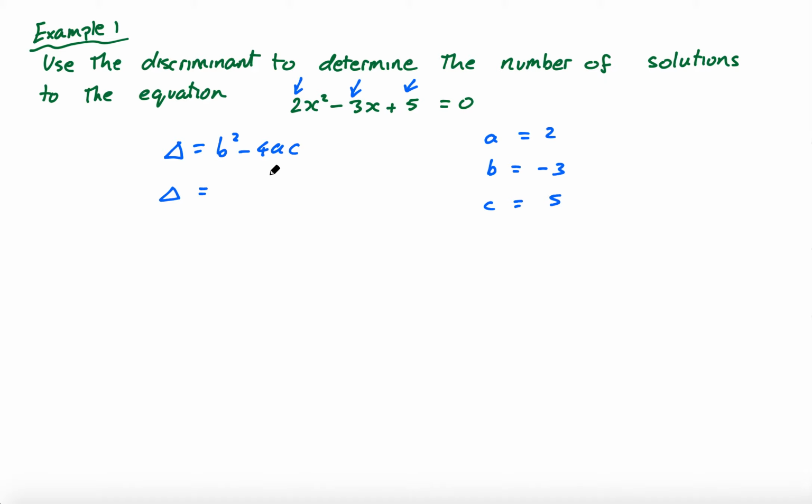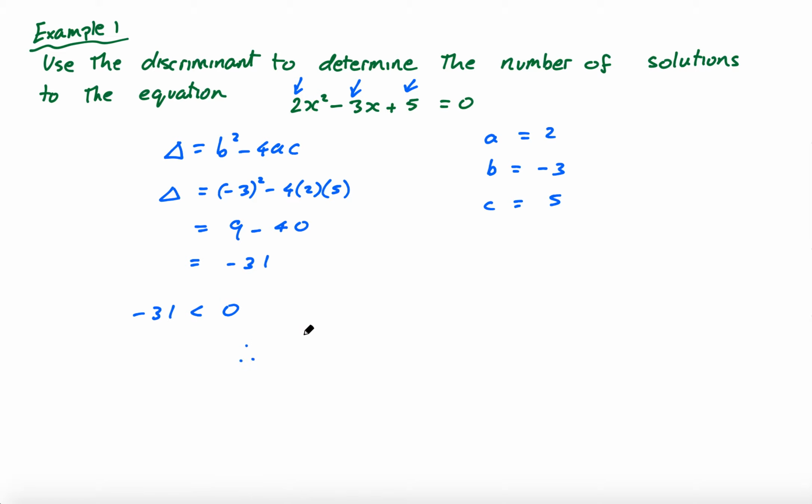So I have b squared minus 4ac, so b is negative 3 squared minus 4 times a times c, which is 5. 9 minus 4 times 5 is 20 times 2 is 40. 9 minus 40 is negative 31. So negative 31 is less than 0.